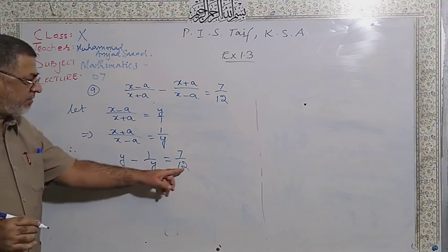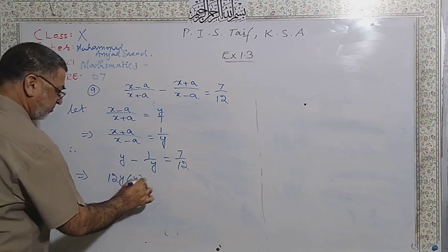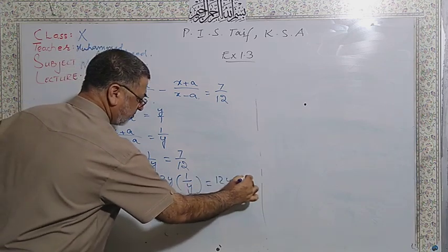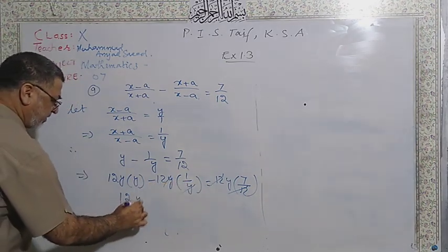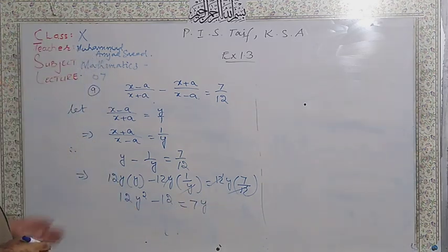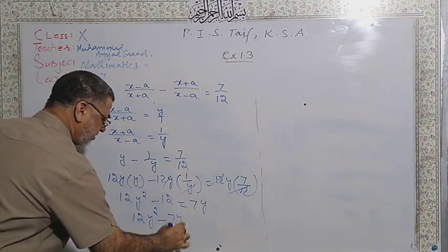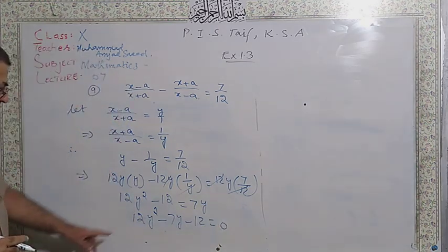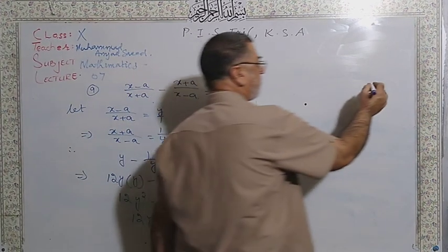Now you have 12 and y as the LCM, so multiply both sides by 12y. 12 cancels out and y cancels out. We are left with 12y square minus 12 is equal to 7y. Bring this 7y to the left hand side. So here we have, first and last multiplied, it will be minus 144.